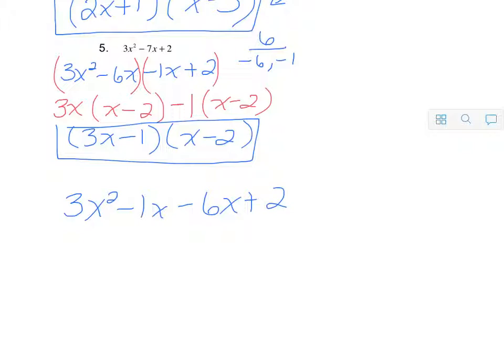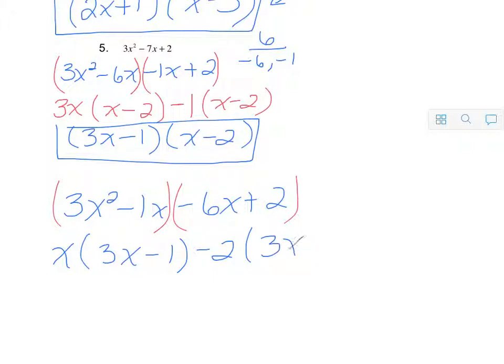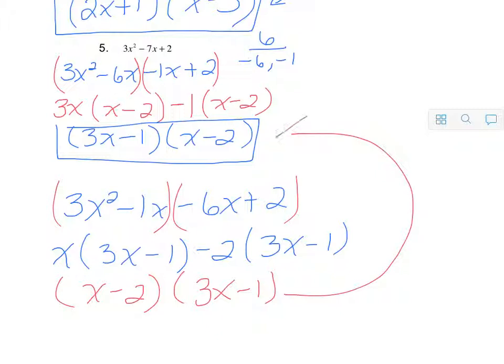Well, let's see. Let's group. In the first pair, I'm going to GCF out an x and get 3x minus 1. In the second pair, I'm going to GCF out a negative 2 and get 3x minus 1. I put my GCFs together and get x minus 2 and bring down one common factor. I get the exact same two binomials as I did before, they're just in opposite order. And that's okay because multiplication is commutative.